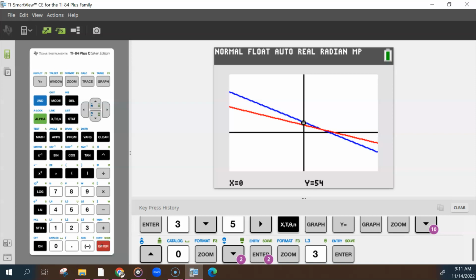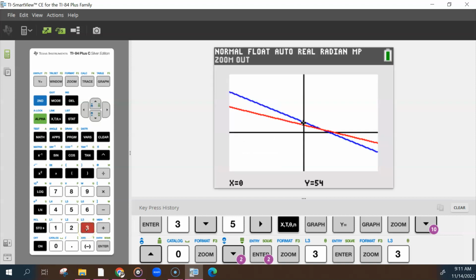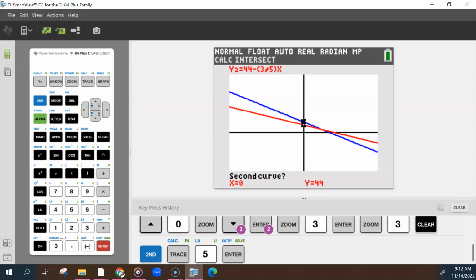If you can't see that they cross, the calculator won't do this work. So I zoomed to fit, and usually that works, but it didn't this time. So I zoomed out to 3, and then just hit enter, and then it'll zoom out. As long as you can see that they cross, you don't have to keep zooming out. Once you see that they cross, second trace. And then you're going to find where they intersect, number 5. And then hit enter 3 times. And it'll tell you that intersection point.